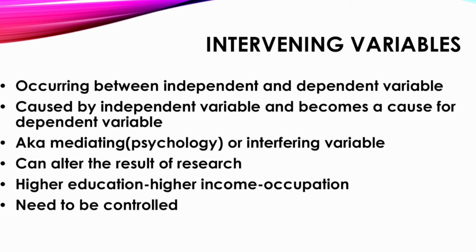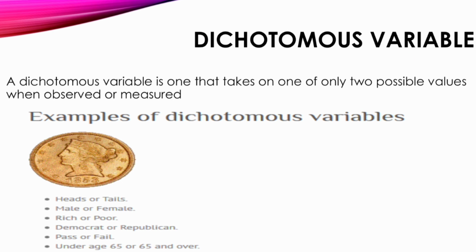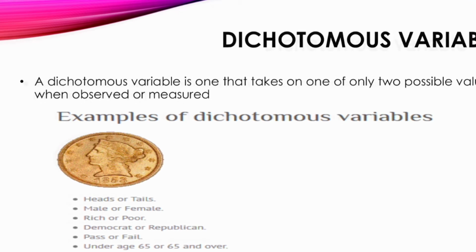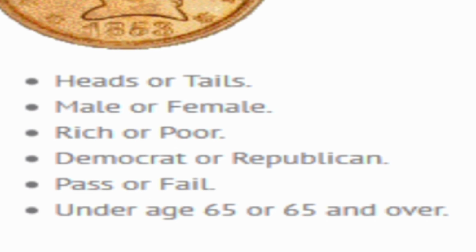So the next type of variable is the dichotomous variable. A dichotomous variable is one that takes on one of only two possible values when observed or measured. As the name suggests, it takes only one or the other value of what is being measured, that is, this or that. That is only with a dichotomous variable.